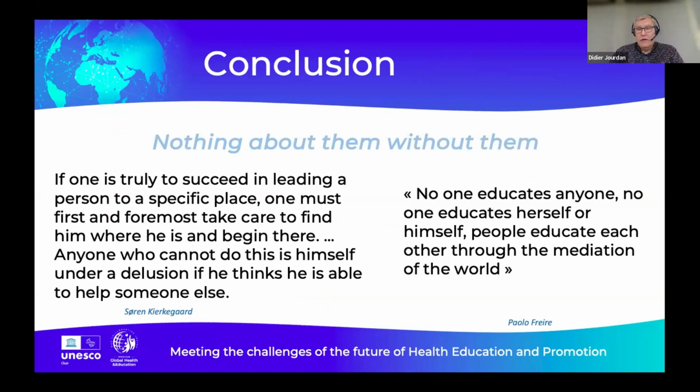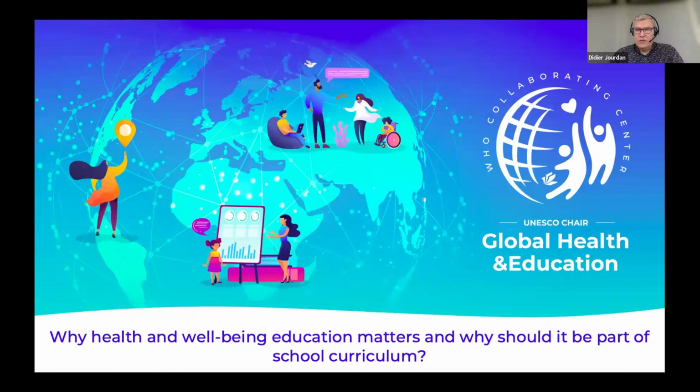What we're going to talk about now is the digital dimension of education, which is, as the Director said, a key part of education now. But even if it's digital, even if it's face-to-face, we cannot contribute to health and well-being in schools without the people themselves. Nothing about them without them. This is the key word. We need to work with school staff, parents, families, children and young people to move forward in the field of health and well-being education in schools. Thank you very much. Over to you, Rolf.